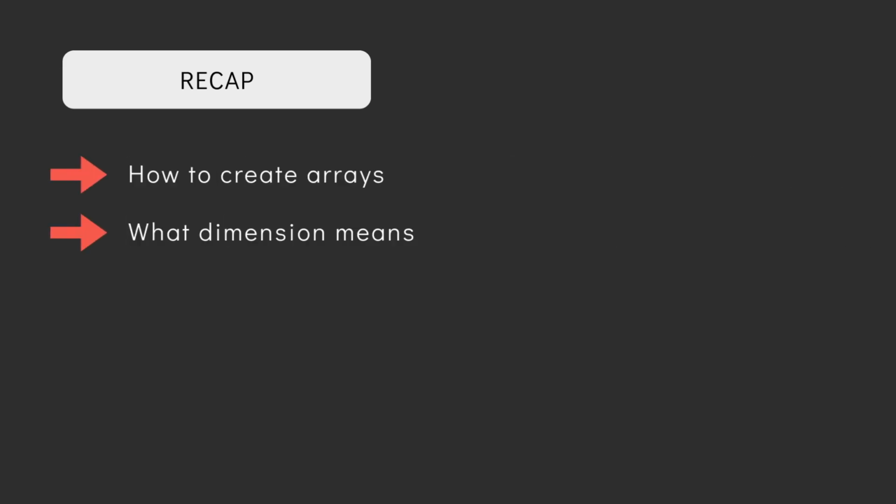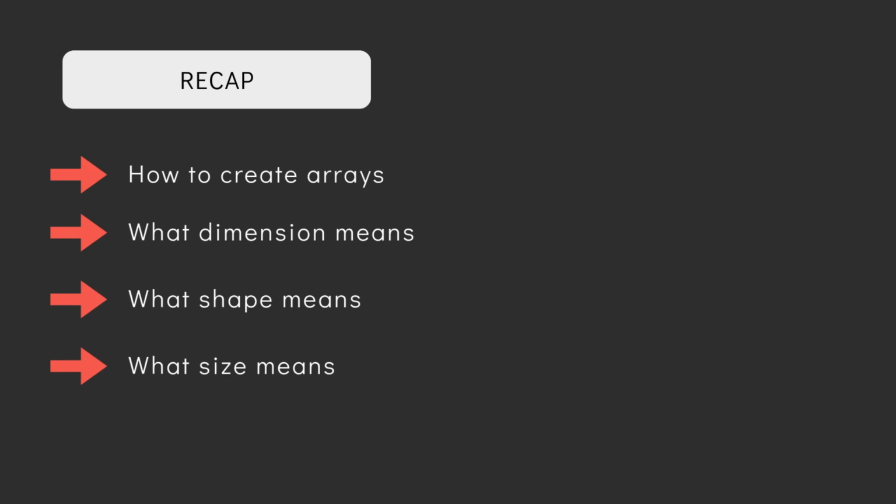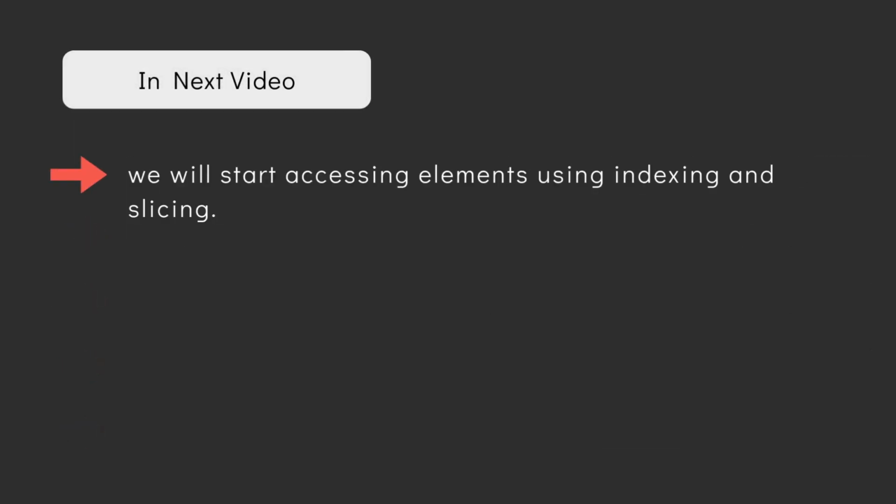So today we learned how to create arrays, what dimension means, what shape means, what size means, and what dtype means. In the next video, we will start accessing elements using indexing and slicing.